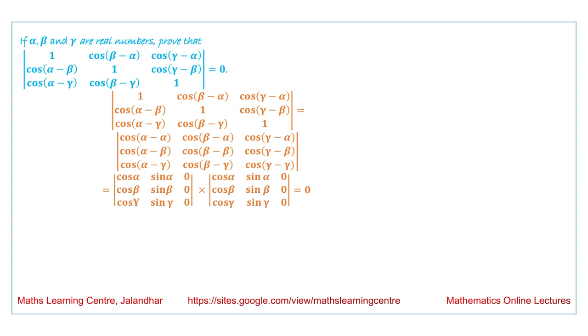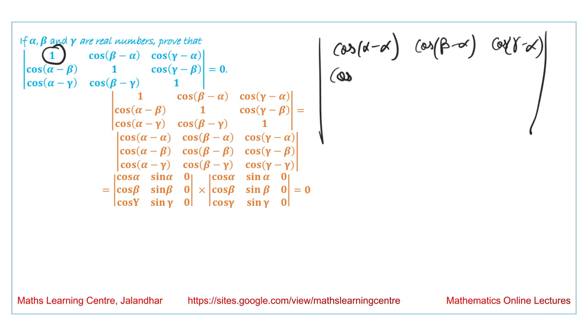Next is: if alpha, beta and gamma are real numbers, we have to prove that this determinant is equal to 0. So we write this determinant in the form where, in place of this 1, we write cos of alpha minus alpha, next cos of beta minus alpha, next cos of gamma minus alpha.